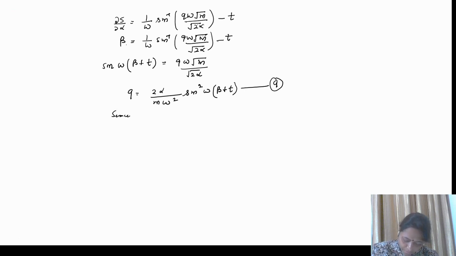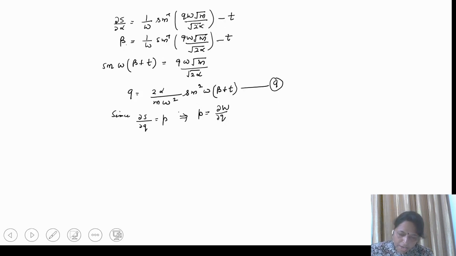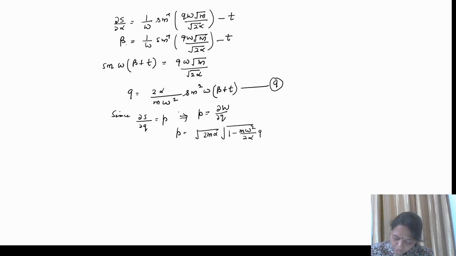Since delta S by delta Q is equal to P, and P is equal to delta W, this implies that P is equal to delta W by delta Q, because there is a relation between S and W. And what is delta W by delta Q? You have already calculated it from 7. So I'll put this 7 and I'll get P is equal to root twice m alpha, 1 minus m omega square upon 2 alpha Q square. This is an expression of P in terms of Q.